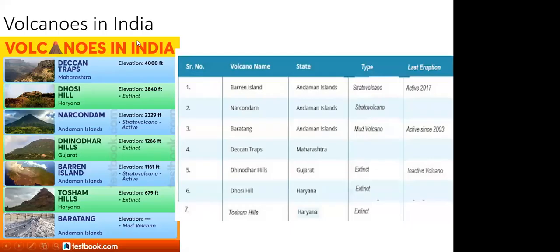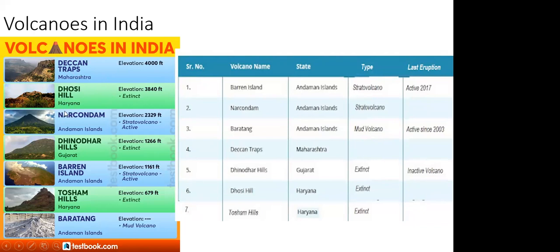So all right, so these are all the volcanoes in India. There are 7 volcanoes in India. You can note it down, and this could be coming in your exams. So these are all important points to be noted. So first, the Deccan Traps, whose elevation is 4,000 feet. The Deccan Traps is in Maharashtra. It is also a volcanic mountain.